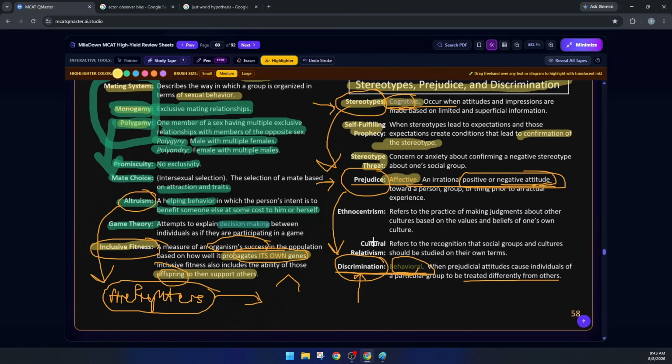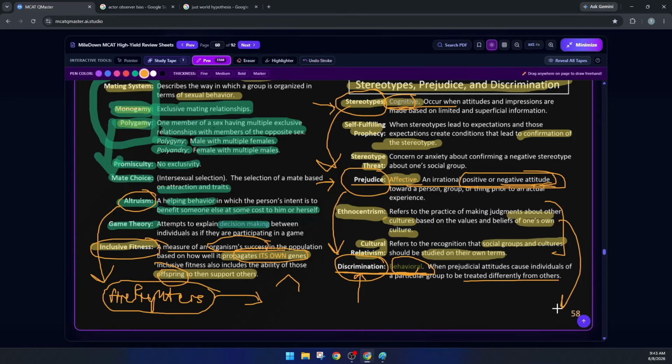Ethnocentrism. Now we're going to go into these other terms. Ethnocentrism refers to the practice of making judgments about other cultures based on our own culture. So we're very ethnocentric. Cultural relativism refers to the recognition that other cultures should be studied on their own terms. What does it mean? If I study a culture, I can study it in an ethnocentric way, where I'm comparing their culture with what I know about my own culture. Or I can study it in a cultural relativism way, where I'm just studying this culture as a unit by itself. I'm not comparing it to other cultures.